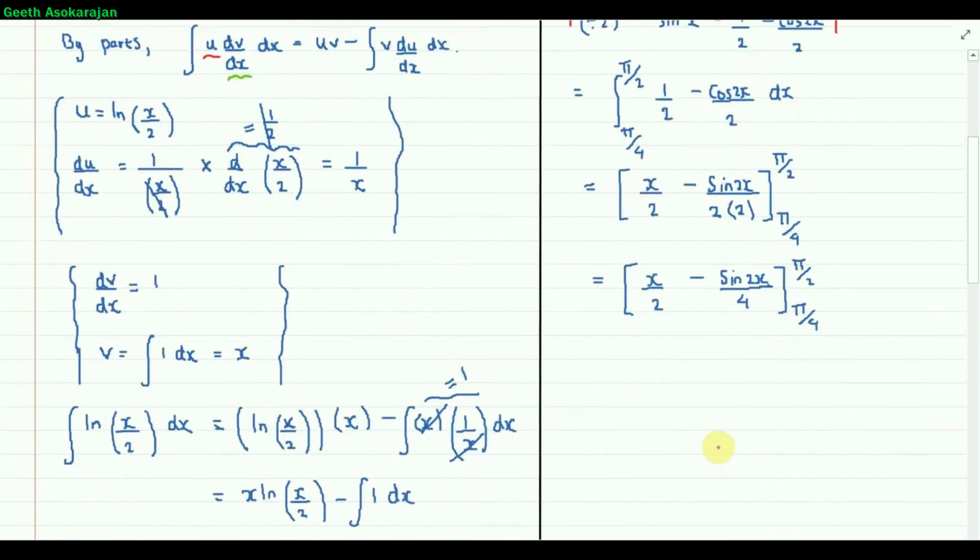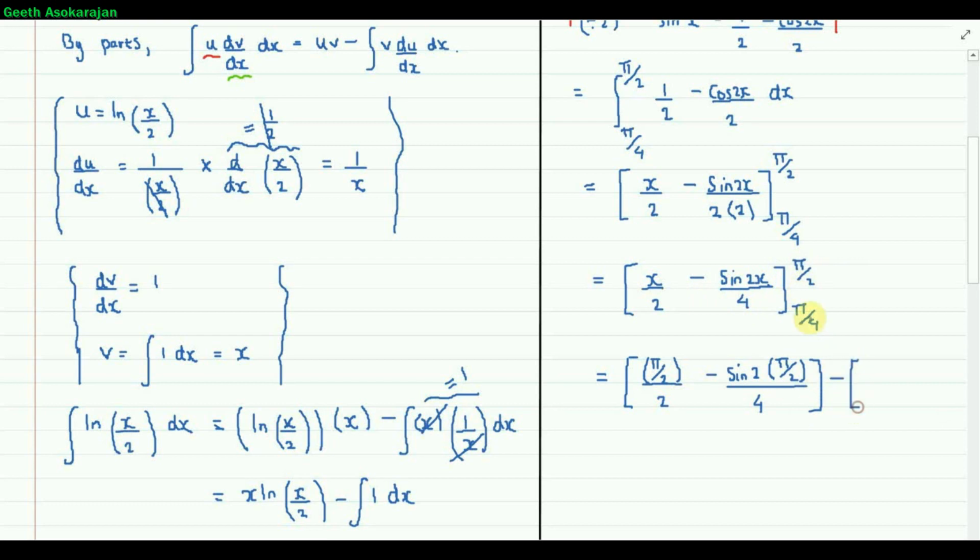Now, let me replace the limits. Upper limit first. Replacing the x's here by pi over 2, we'll have pi over 2 on top, divided by 2, minus the sine of 2 into the pi over 2, divided by 4. So that is what you should have upon replacing the upper limit.